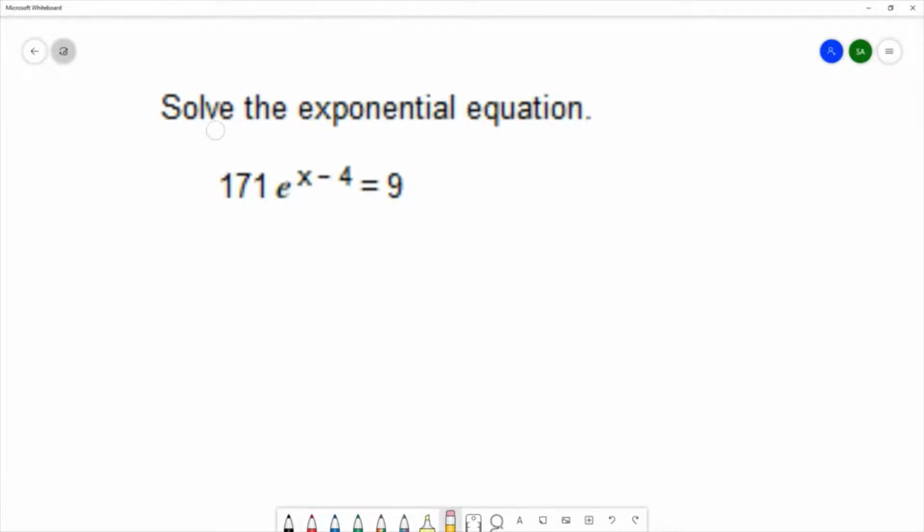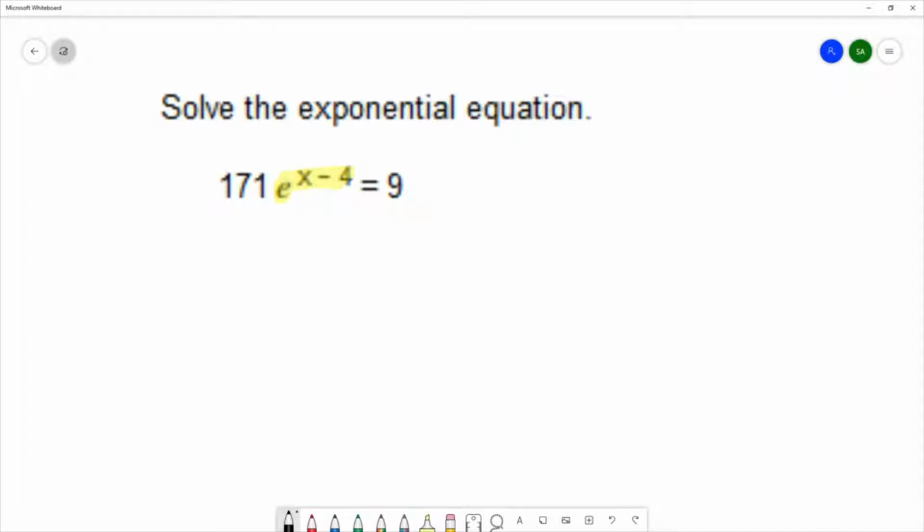For this example, we want to solve the exponential equation 171 e to the x minus 4 equals 9. In order to solve this exponential equation, I need to have the exponential isolated on one side of the equation. So I'm going to highlight the exponent as well as what the exponent is attached to. This is the expression that I want isolated before I use one of my techniques.